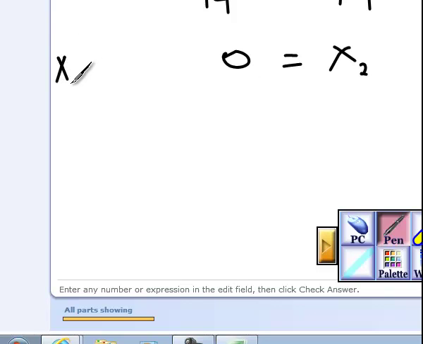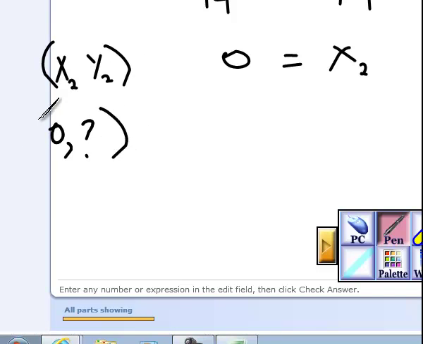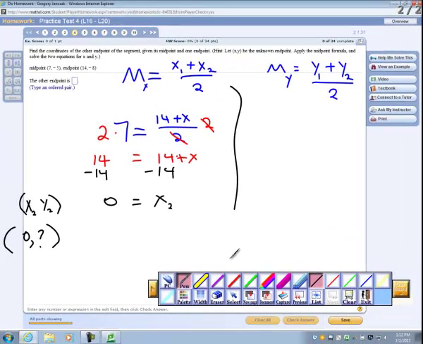So in our x2, y2, this would be 0, comma, and then we've got to find the y value. So now we do the same thing for the y, which would be what? Now, Harley?